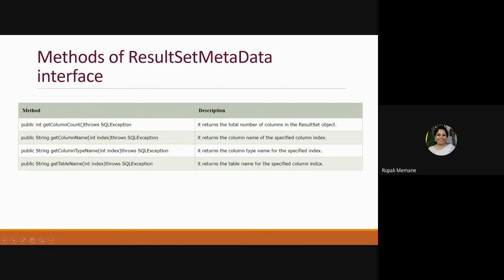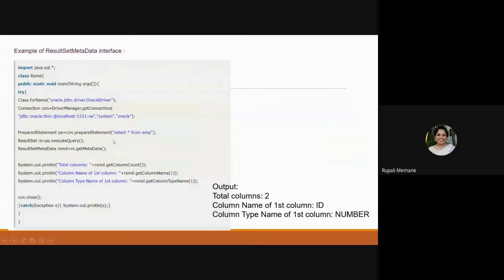So these are the four methods which return more information about your result set. So it is called result set metadata. This is the interface and these are the methods with which you are going to work on the interface. Clear? So we proceed further.